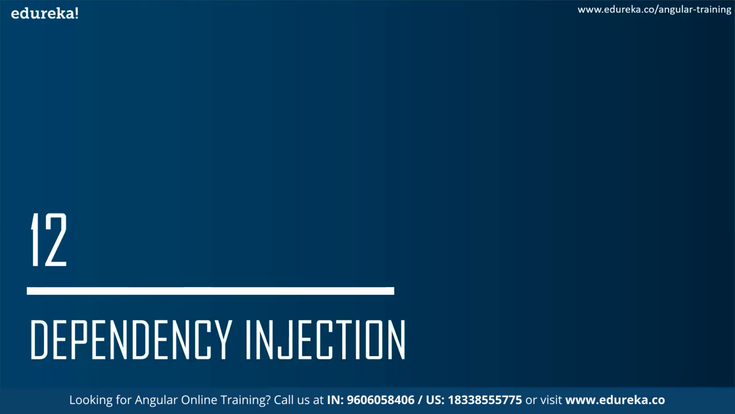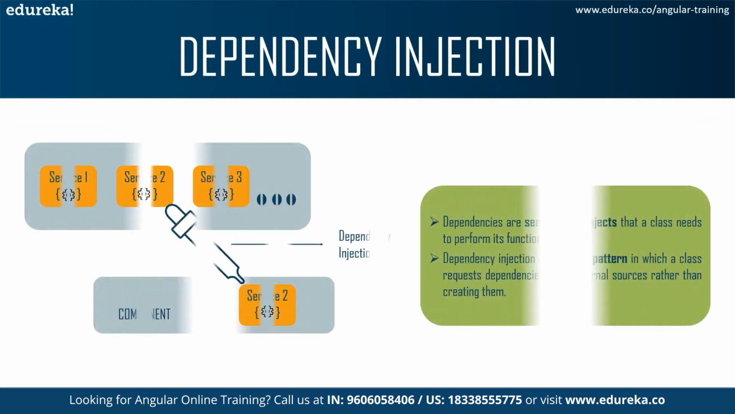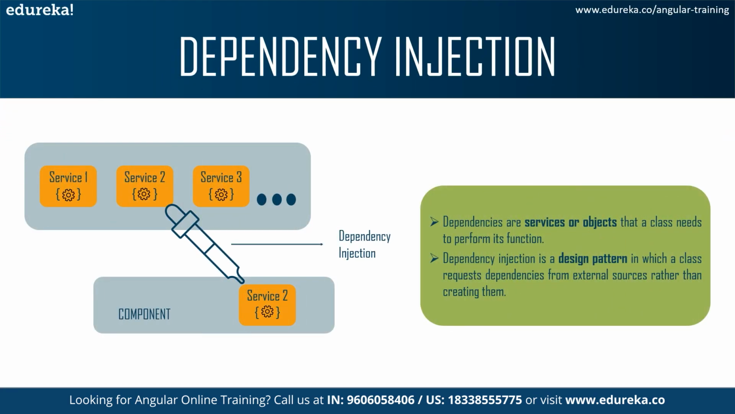Now, dependency injections are nothing but the services or objects that a class needs to perform a particular function. It basically means that if you want to add a dependency injection, you have to inject a service into that dependency, depending on what function you want the operation to perform.